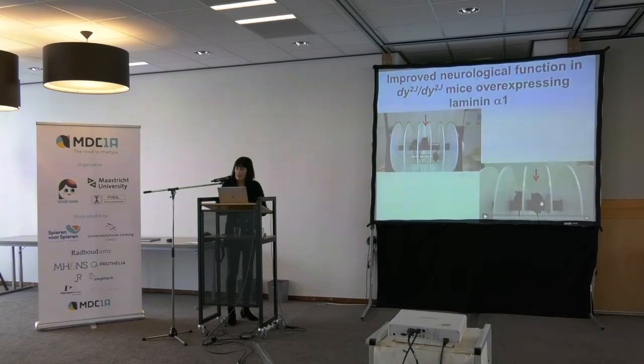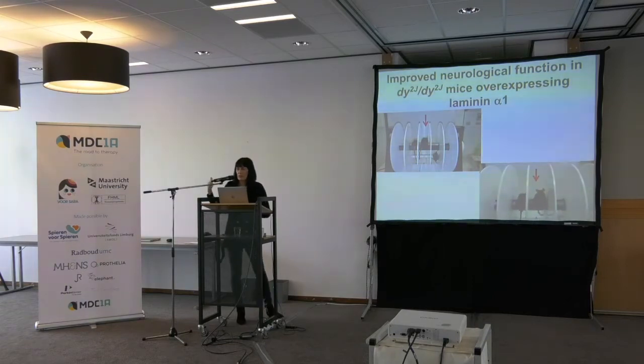And here again, here is another mouse overexpressing laminin alpha 1 chain, and this is a wild type littermate. So here we're rotating the rod at a higher speed. And this mouse can stay on as good as a wild type animal.